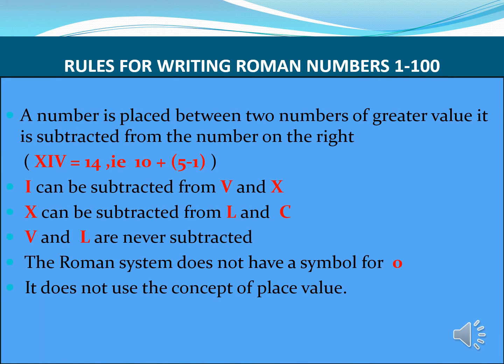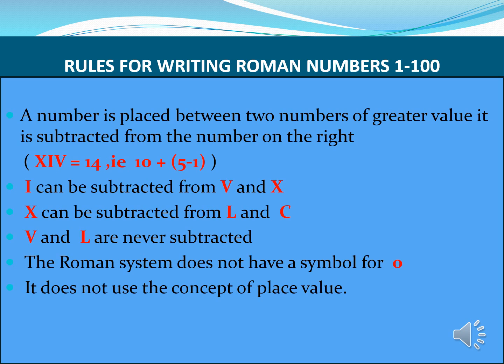The next rule is if a number is placed between two numbers of greater value, it is subtracted from the number on the right. One example is given here, XIV. Which number is represented by XIV? X and V having greater value, X for 10 and V for 5. And we want to subtract that I from V. So which number is represented by XIV? That is 14.